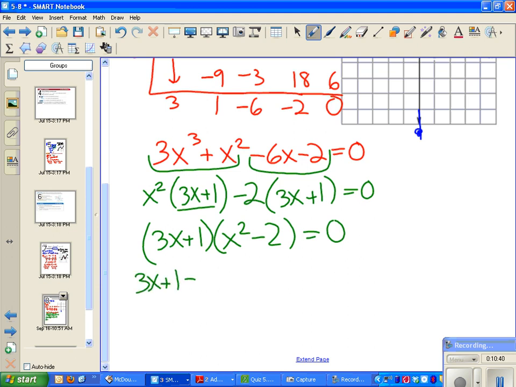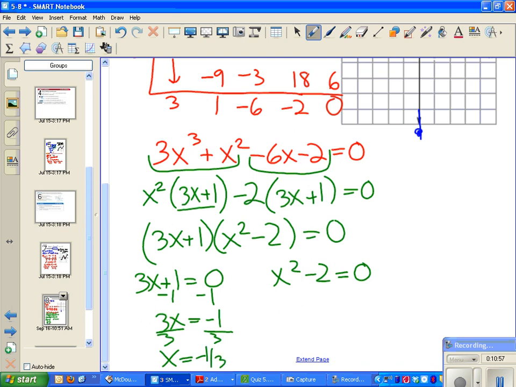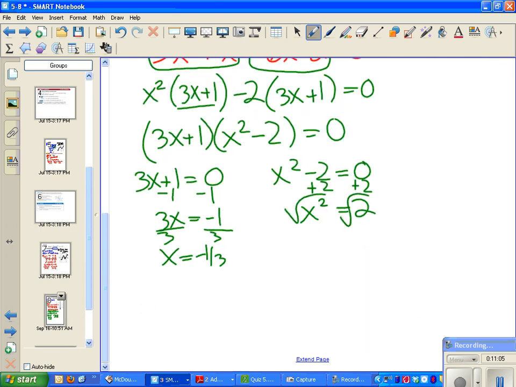So I have 3x plus 1 equals 0, and also x squared minus 2 equals 0. For the first one, I'm going to subtract 1 from both sides. I get 3x equals negative 1, divide by 3. So one of my x-intercepts is negative 1/3. The other 2 are, let's see, I'll add 2 to both sides. I get x squared is equal to positive 2. When I square root both sides, this is going to be x equals plus or minus the square root of 2. And when you're graphing, go ahead and get the decimal, which is plus or minus 1.4. Right? Negative 1/3 is about negative 0.333.